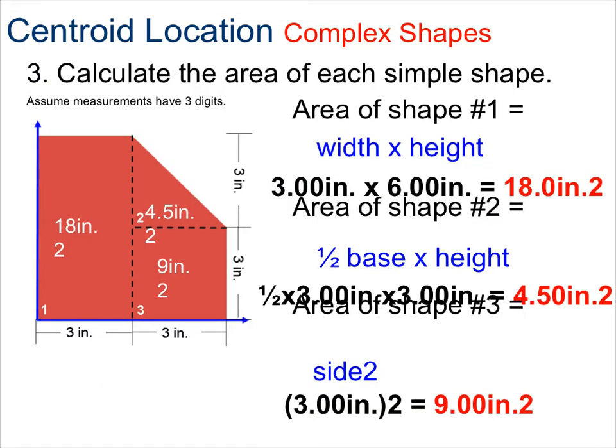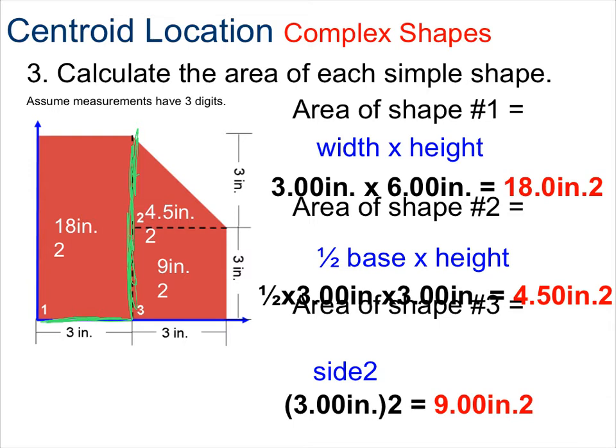Now in step number 3, we're going to calculate the area of each of the simple shapes. Starting with shape number 1, we have a rectangle, and in order to calculate the area of a rectangle, it's going to be the width, 3, times the height, 6. So 3 times 6 is 18 square inches. Make sure you include your units.